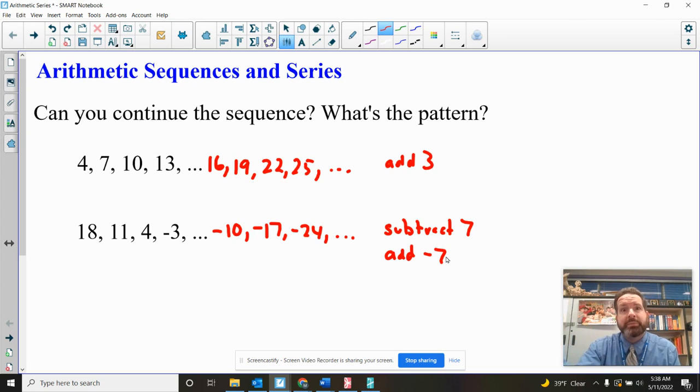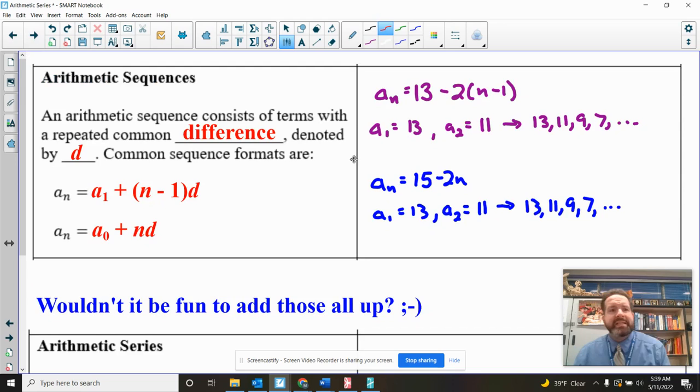To get from one term to the next, you are simply adding the same number every time. That particular pattern is called an arithmetic pattern. And so if you have a list of numbers found that way, you have an arithmetic sequence. A sequence is just a list of numbers. An arithmetic series would be where you take those numbers and put plus signs in between them and add them all up.